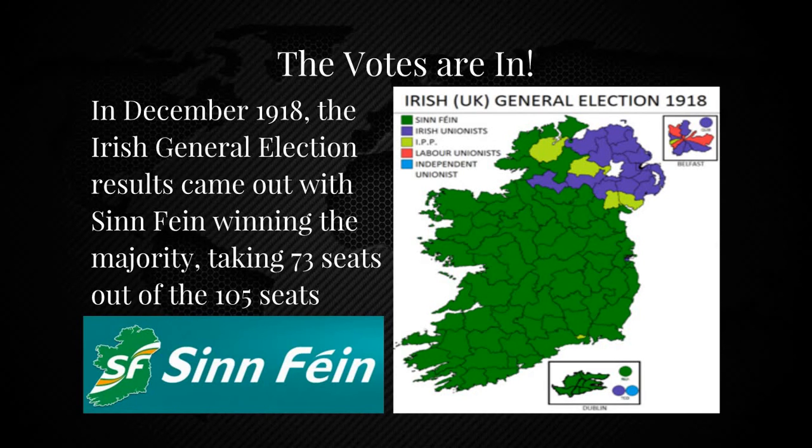However, the Sinn Féin party started to grow in influence and popularity, which was proved in the Irish general election in December of 1918, when the Sinn Féin party won the majority, taking 73 seats out of the 105 seats.